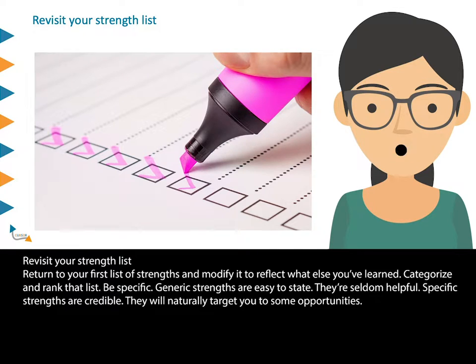Revisit your strength list. Return to your first list of strengths and modify it to reflect what else you've learned. Categorize and rank that list. Be specific. Generic strengths are easy to state. They're seldom helpful. Specific strengths are credible. They will naturally target you to some opportunities.